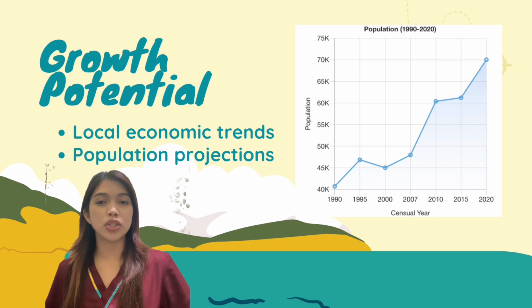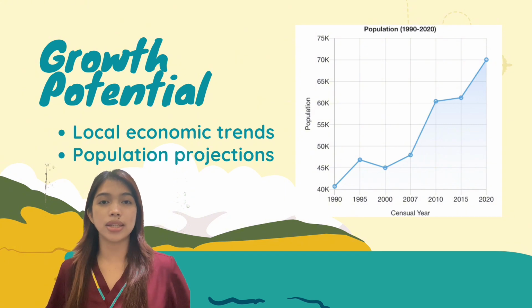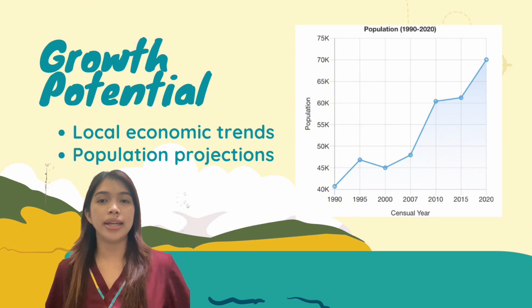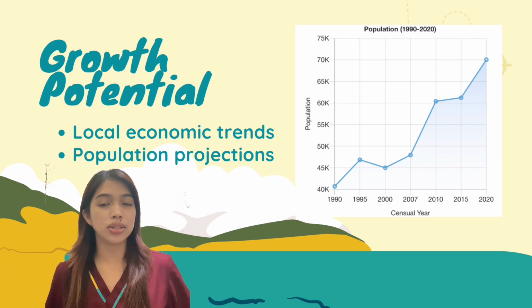There's population projections. The population of Guadalupe grew from 40,696 in 1990 to 70,039 in 2020, an increase of 29,343 people over the course of 30 years. The latest census figures in 2020 denote a positive growth rate of 2.87%, or an increase of 8,801 people from the previous population of 61,238 in 2015. If this trend continues, we will be seeing an increase in the next census year.